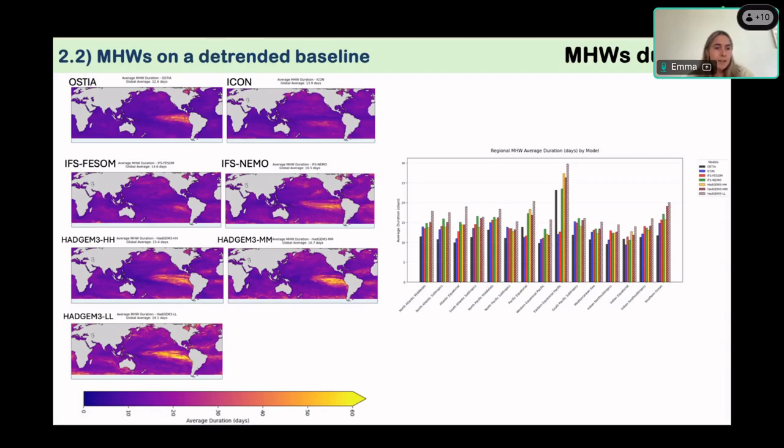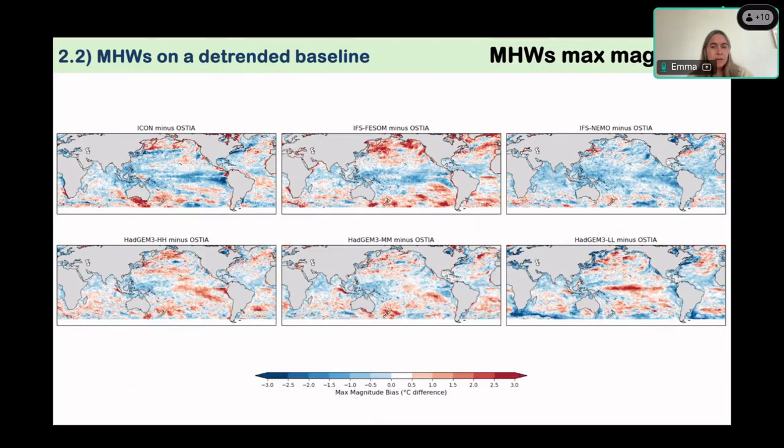And we look next at the maximum magnitude of marine heatwave. So magnitude, as I said before, was the value of SST anomalies. So the values of these marine heatwaves above the climatology threshold. And we're looking at the maximum value any event had at each grid cell. And these are the biases. So ICON minus Ostia and so on for all the other models.